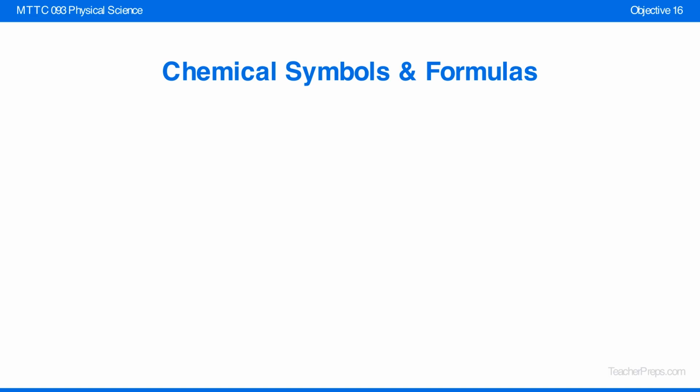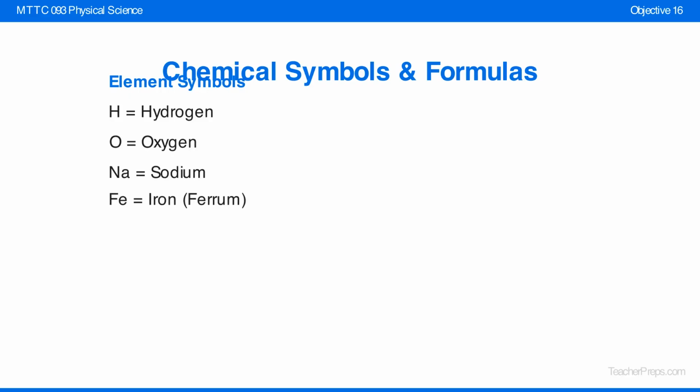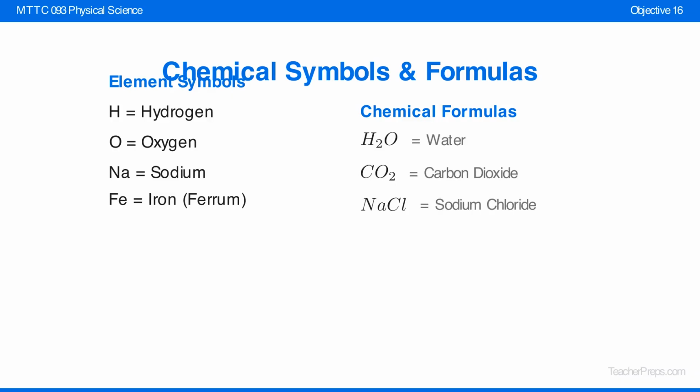Let's talk about reading chemical symbols, formulas, and expressions. Every element has a 1 or 2-letter symbol. H is hydrogen, He is helium, Na is sodium, Fe is iron. Chemical formulas tell you which elements are present and how many atoms of each. In H2O, the subscript 2 means there are 2 hydrogen atoms, and the O with no subscript means 1 oxygen atom. In CO2, there is 1 carbon atom and 2 oxygen atoms.